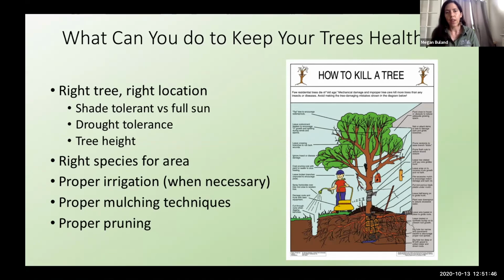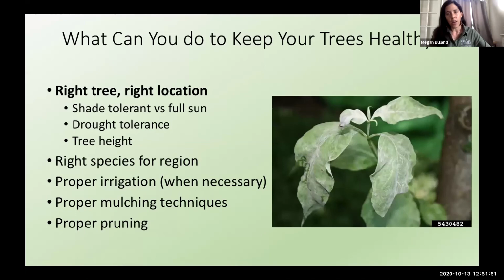First off, you want the right tree in the right location. We've talked about this a little bit before with things like powdery mildew on dogwoods and lilacs, or not planting really large oak trees under power lines. You want to be sure that you're setting your trees up for success from the very beginning, from the moment that you plant them. So be sure that you know what kind of light requirements your tree has. Is this a tree that needs full sun all the time to be happy? Then don't plant it in an area that is mostly shaded in the afternoon.